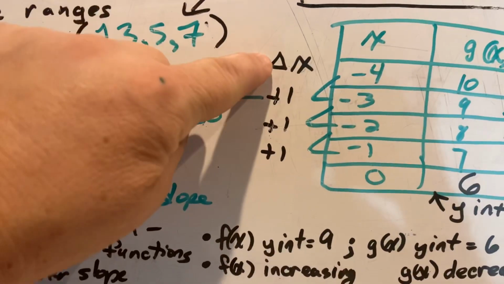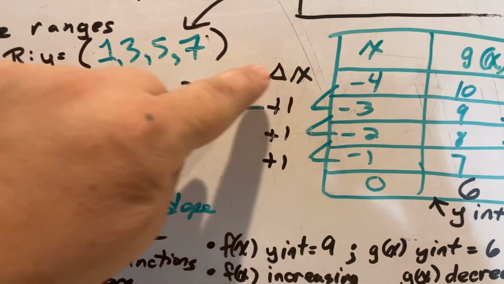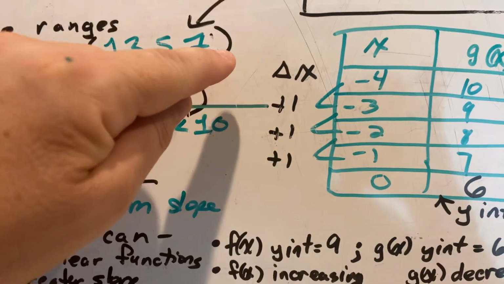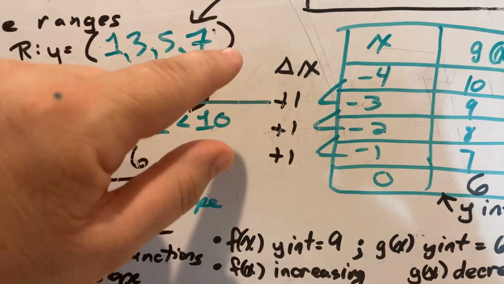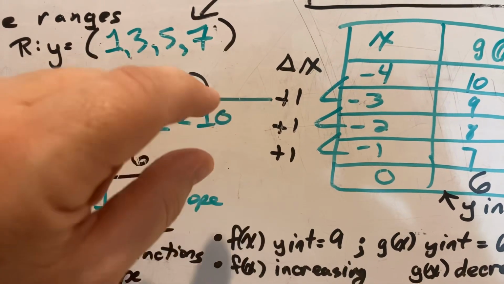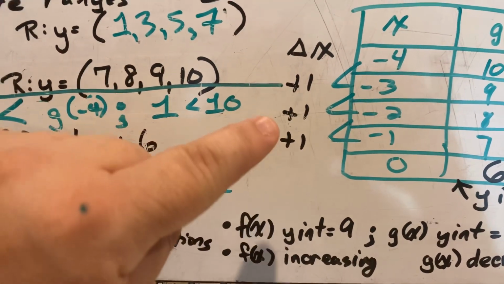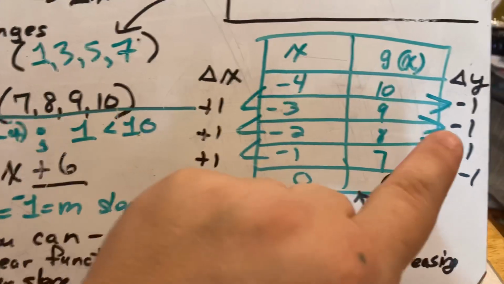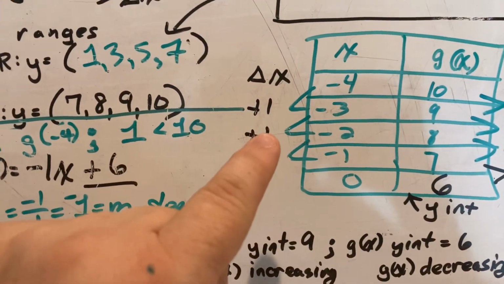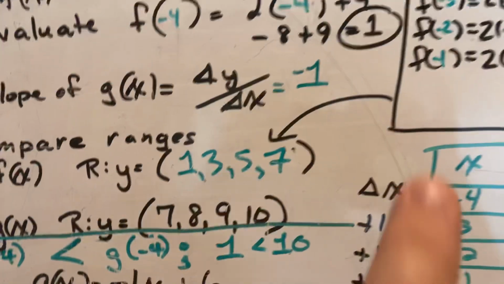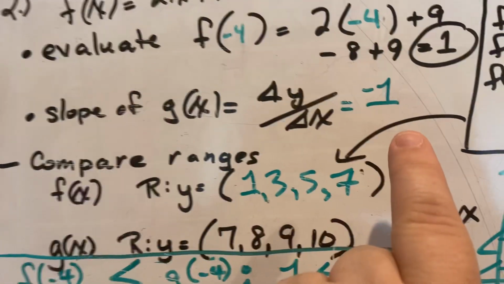And how is x changing? Remember, delta x, triangle x, means change in x. How is it changing? How is it different each time? So I go from -4 to -3. That corresponds to a change of 1. So if I put -1 divided by positive 1, you get -1. And so that's the slope of g of x.